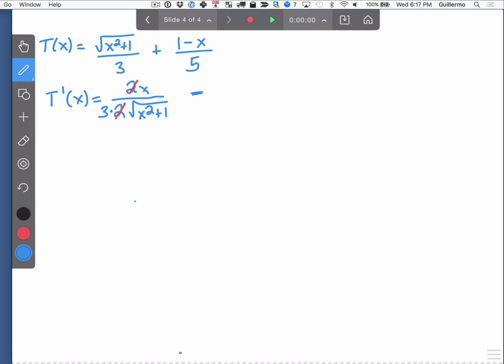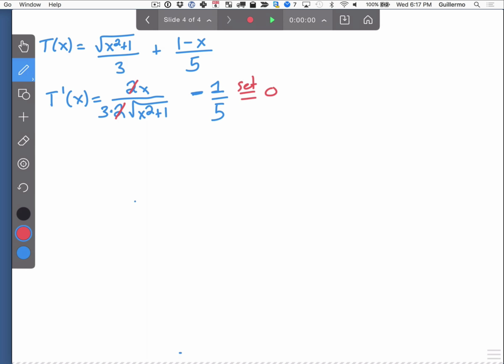What is it? 1/5, right? Well, minus 1/5. The derivative of minus x over 5 is just minus 1 over 5, because 5 is a constant. Okay, and then what do I do? I set this equal to 0 and solve.